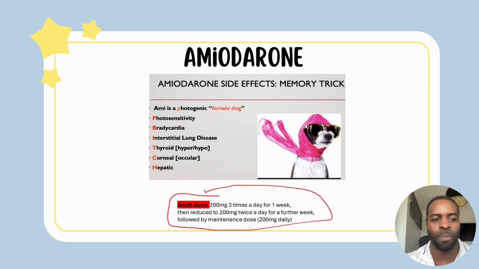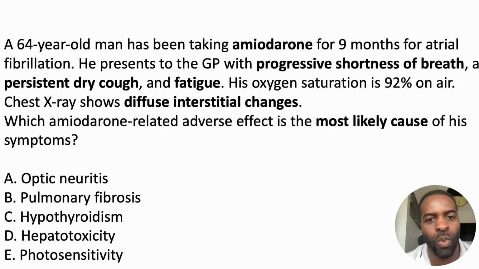Right, so let's try a GPhC exam question. GPhC style question. So a 64-year-old man has been taking amiodarone for 9 months for atrial fibrillation. He presents to the GP with progressive shortness of breath, a persistent dry cough, and fatigue. His oxygen saturation is 92% on air. Chest X-ray shows diffuse interstitial changes. Which amiodarone-related adverse effect is most likely the cause of his symptoms? So the correct answer is B, pulmonary fibrosis. This is the correct answer.